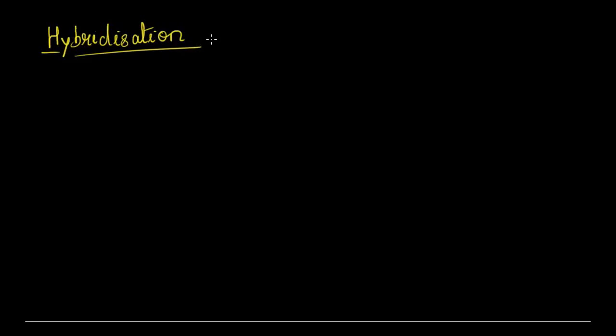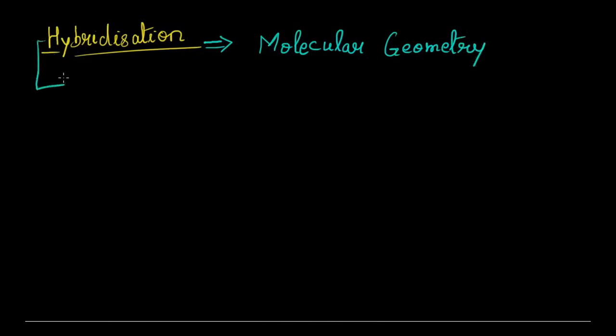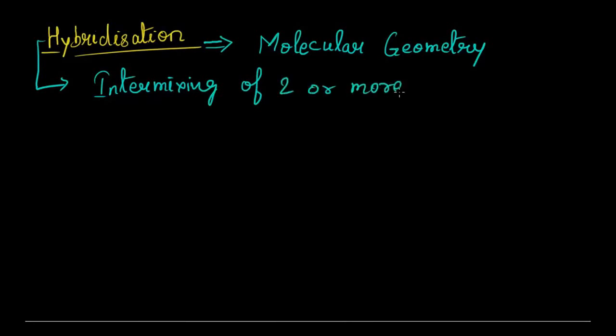Hybridization is a very important concept in chemistry which talks about molecular geometry and atomic orbitals, and it explains the bonding in atomic orbitals. So it gives us the molecular geometry of the molecules. So what exactly is hybridization? Hybridization is generally intermixing of two or more atomic orbitals. So what do I mean by intermixing of two or more atomic orbitals?